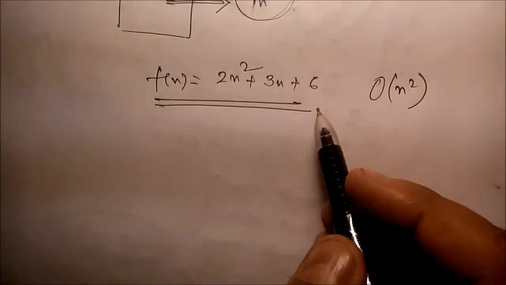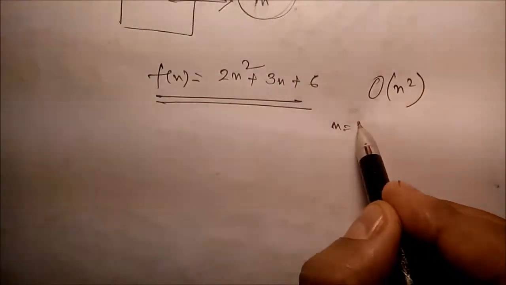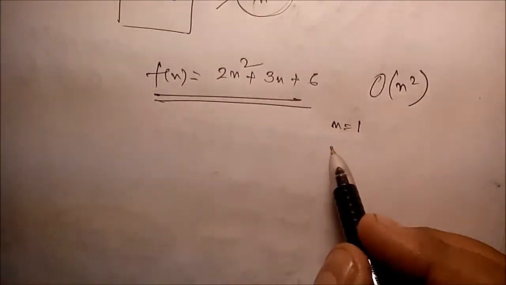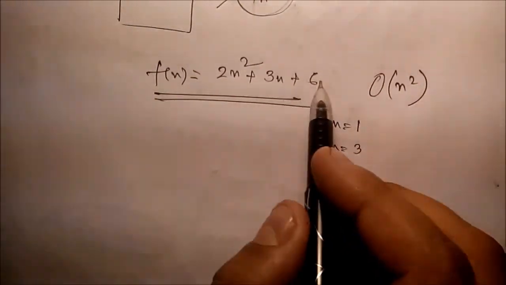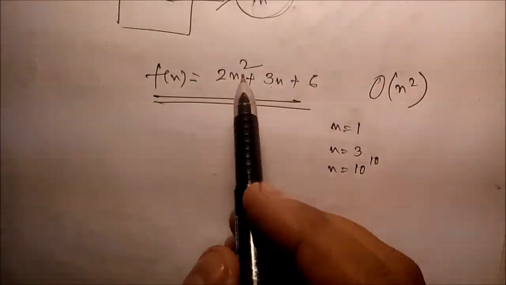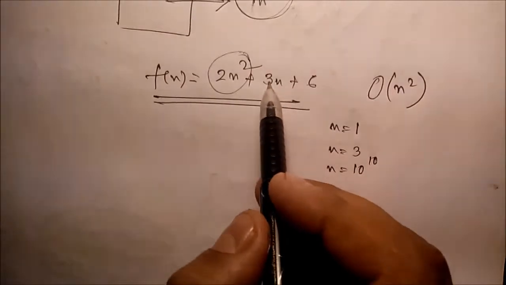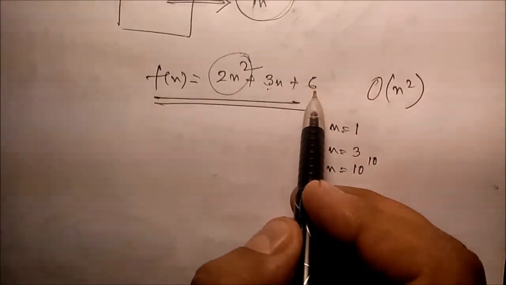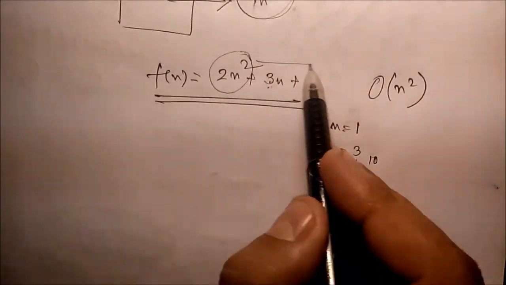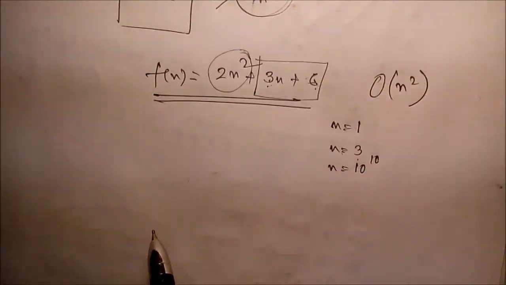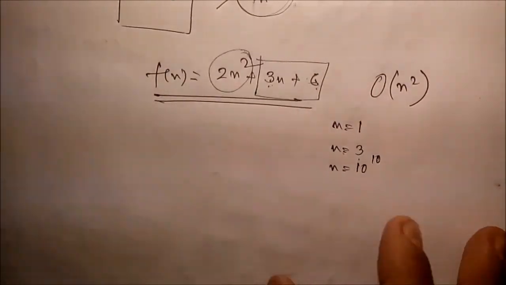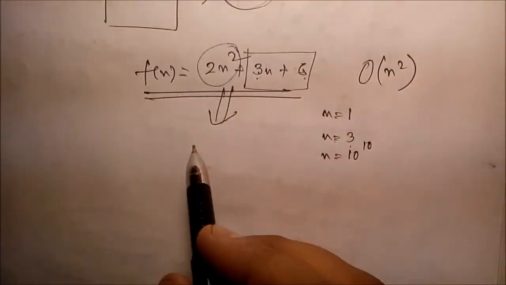If n is sufficiently large, say if n is equal to 1, then these terms are the dominating part. If n is equal to 3, still these are the dominating part. But if n is equal to 10 to the power 10, then this one is the dominating part, and 3n plus 6 is the negligible part. So we can ignore this particular part. Remember, to apply asymptotic efficiency, n should be sufficiently large.